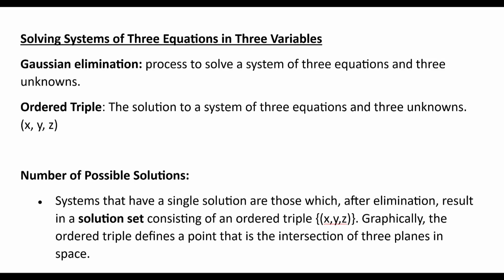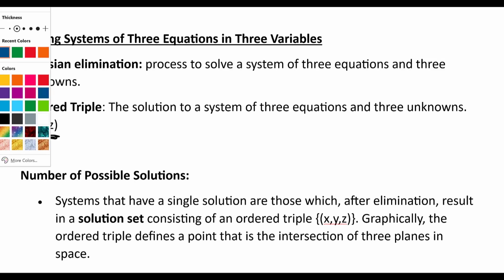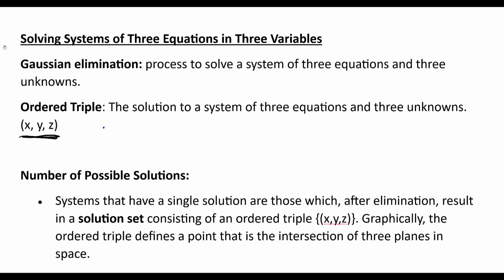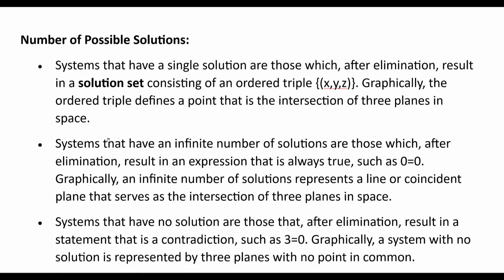So we saw systems of equations with two variables and two equations, two unknowns. Now we have three equations and three variables. Gaussian elimination is the process to solve a system of three equations and three unknowns. And the solution is going to be what we call an ordered triple, where we have x, y, and now we'll be talking about the z variable. So that's the solution to a system of three equations and three unknowns.